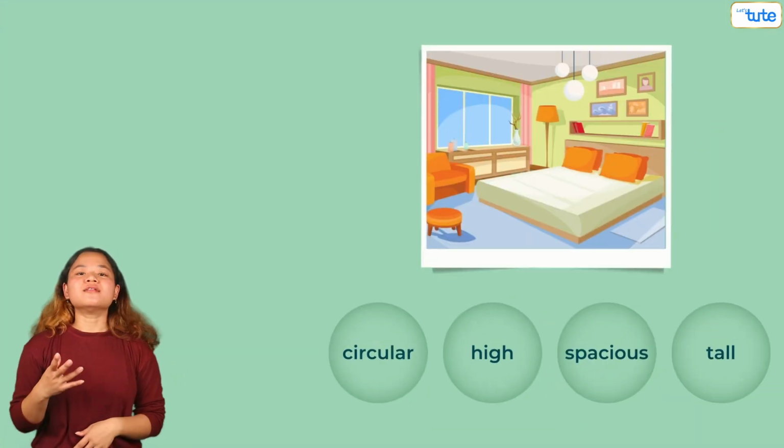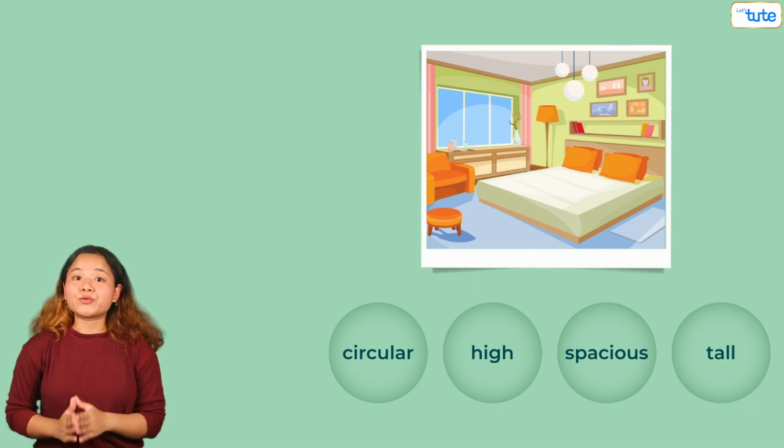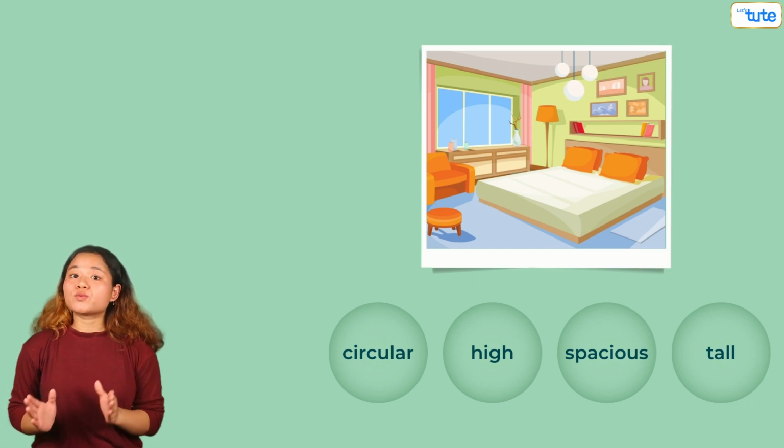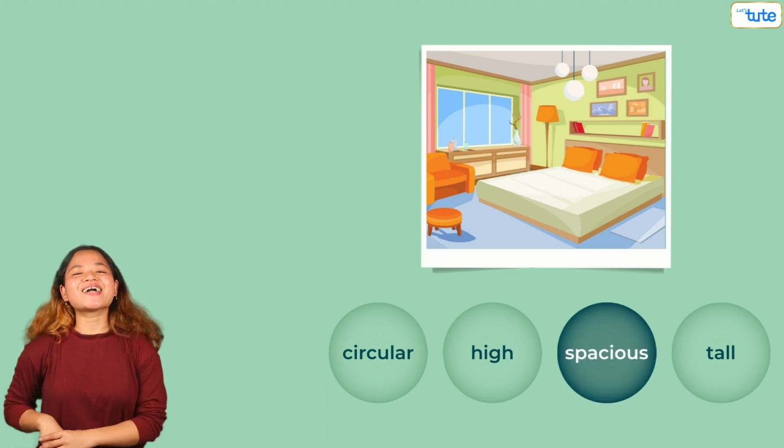Let's play a game. Are you ready? Circular, tall, spacious, high. Here, we can see a picture of a room and some words. Which one of these words best describe this room? If you guess spacious, you are correct.